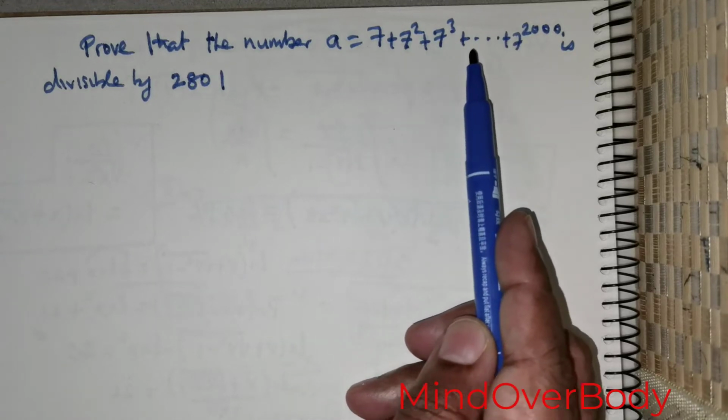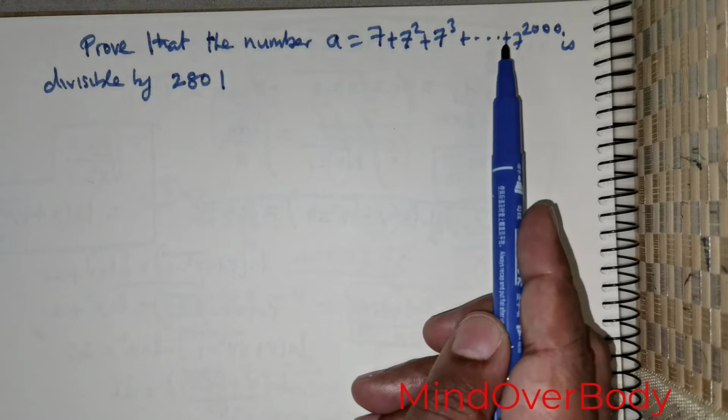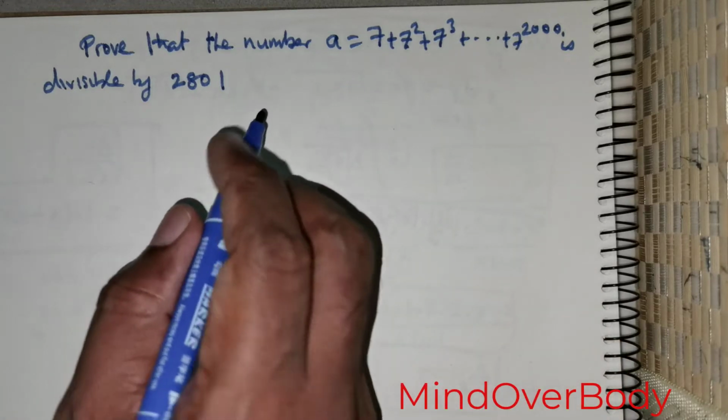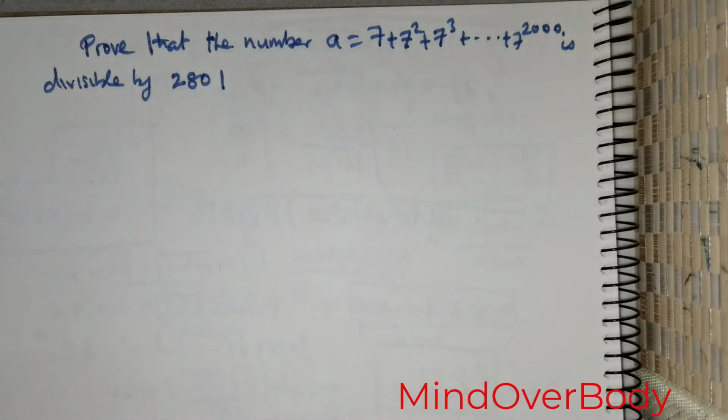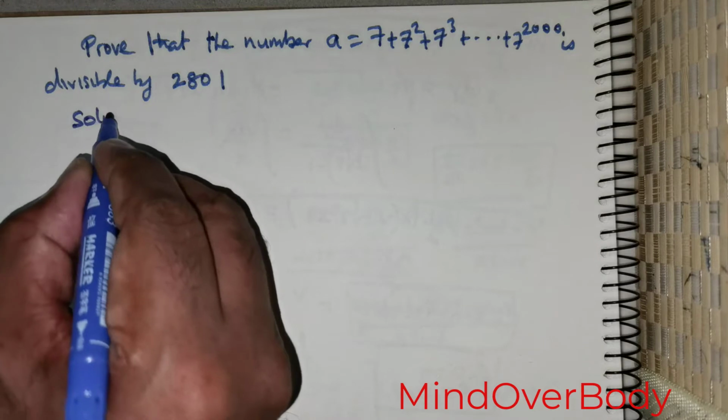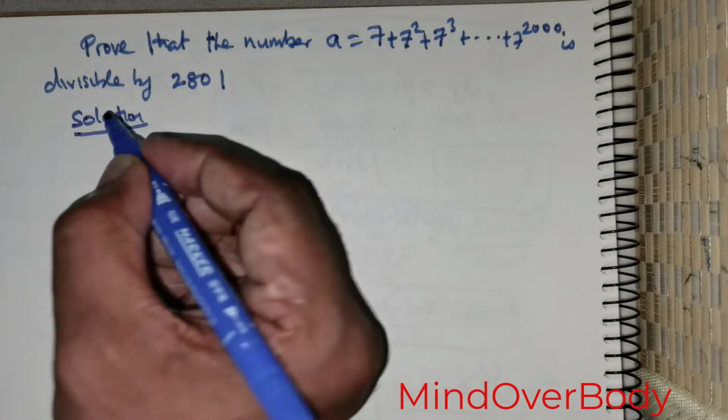So we have a question: prove that the number a equal to 7 + 7 squared + 7 cubed + ... + 7 raised to the power of 2000 is divisible by 2801. So this is the question that has been given, and the solution. Let's get the solution started.